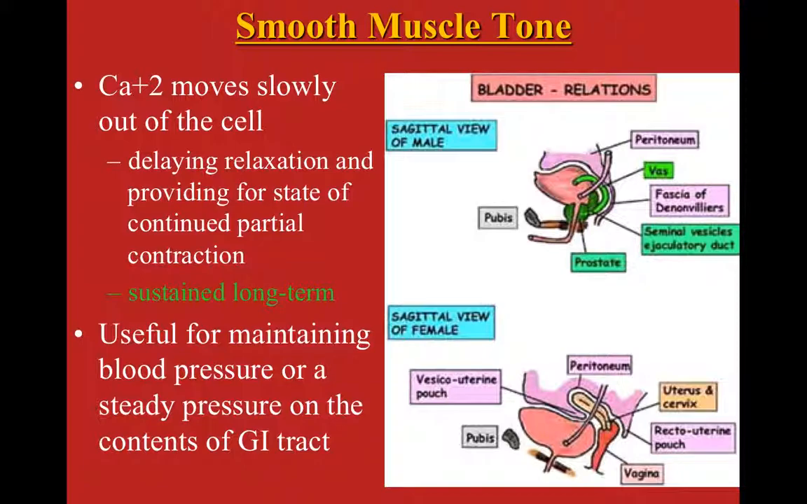Smooth muscle tone. In a previous lecture, we did say that smooth muscle does have muscle tone. Okay, it has to. Otherwise, it's not going to be able to sustain blood pressure as well as some of the other functions that we have. Calcium ion moves slowly out of the cell, and its delayed reaction provides for a state of continued partial contraction. So there's a sustained long-term contraction. It's useful for blood pressure, steady pressure on the contents of your GI tract as well as in your bladder.